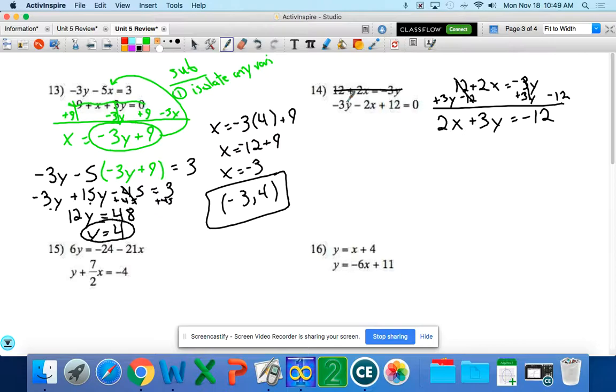My bottom equation, I need to write these in a different order. But I also need to subtract 12 from both sides. When I write these in a different order, their signs stay with them. This is negative 2x minus 3y equals negative 12.